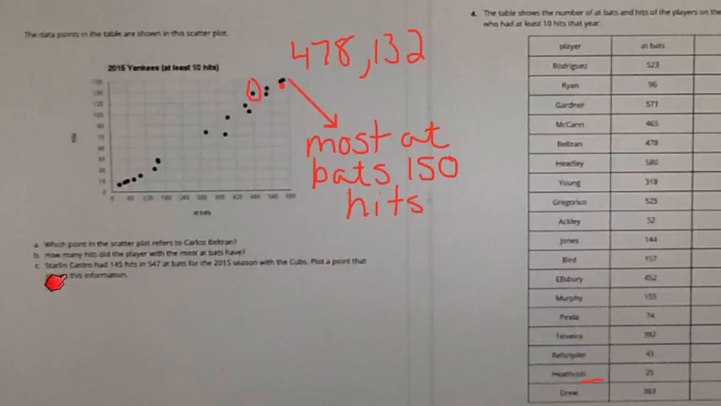And the third question says, Starlin Castro had 145 hits and 547 at-bats, and they want you to plot the point, which I tried to. It's a little difficult here because this tiny space represents from 540 to 600, and you have to try to figure out where 547 is. It's going to be a little more than half, which I tried to do, a little more than halfway between these two lines. And then he had 145 hits, and this dot represents 150, and this line down below represents 135, so it's got to be somewhere between those two.